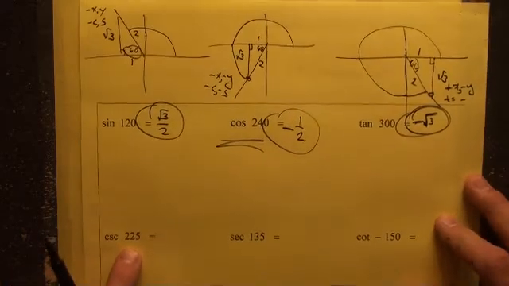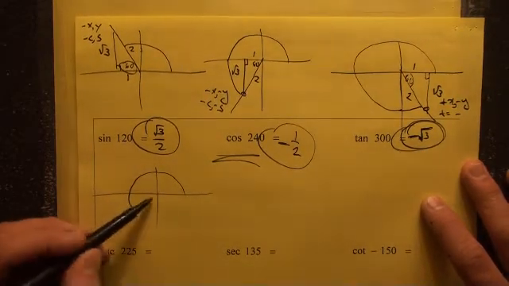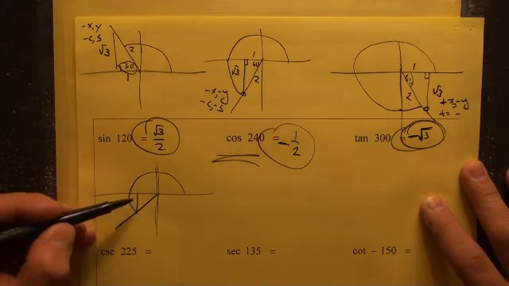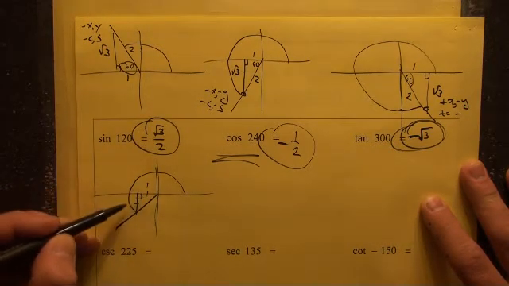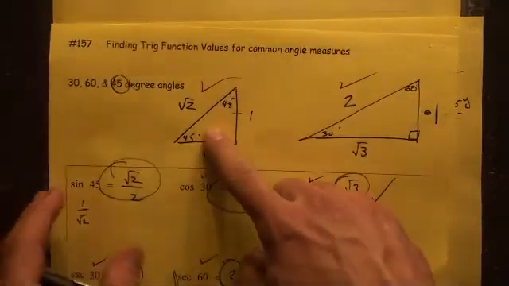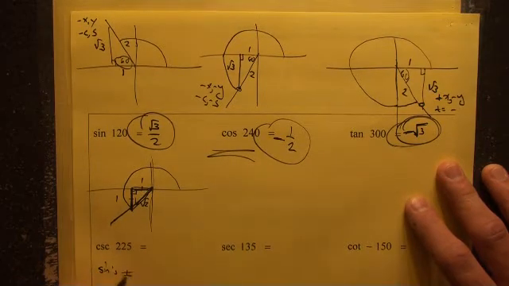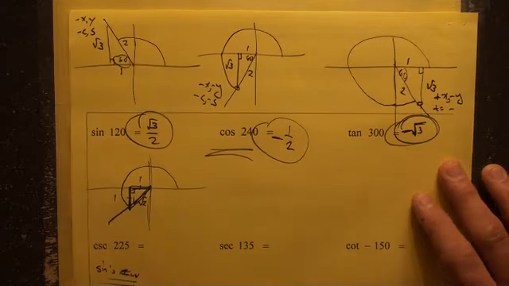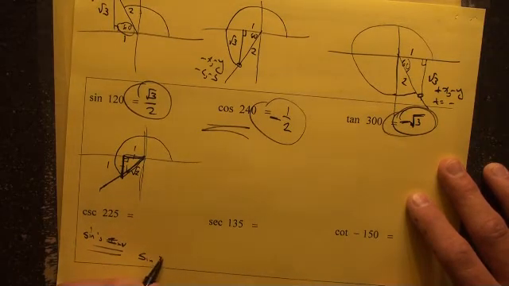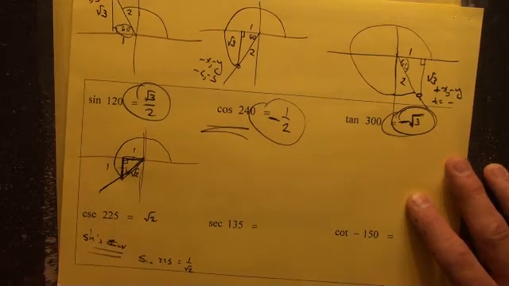Okay, cosecant 225. First, let's find out where we are. We are definitely halfway between 180 and 270. That would give us a reference angle of 45 degrees. Therefore, 1, 1, and square root 2 if you zoom in on this triangle here. So now we're dealing with 45, 45. Well, cosecant again is sine's inverse. Therefore, first of all, what is sine of 45? It would have been 1 over root 2. So sine 225 would have been 1 over root 2. Therefore, cosecant would be square root 2 over 1.